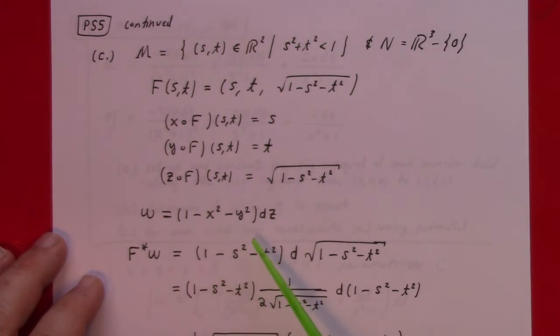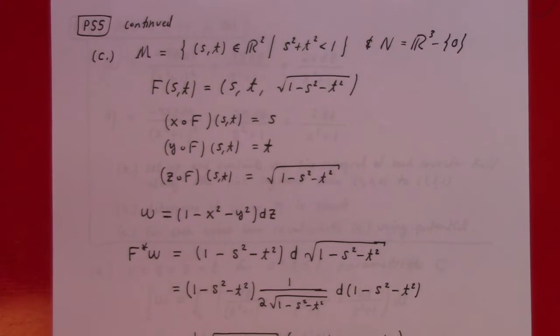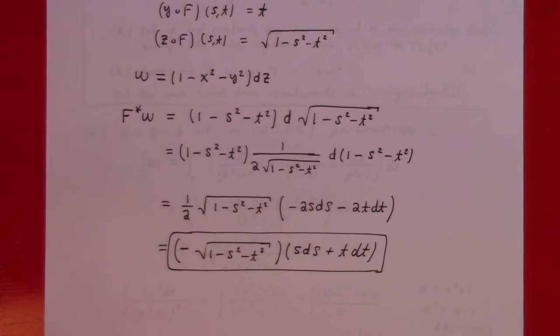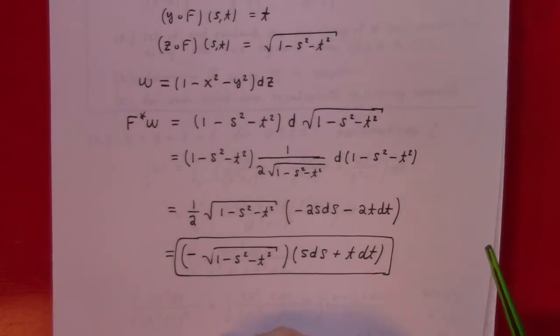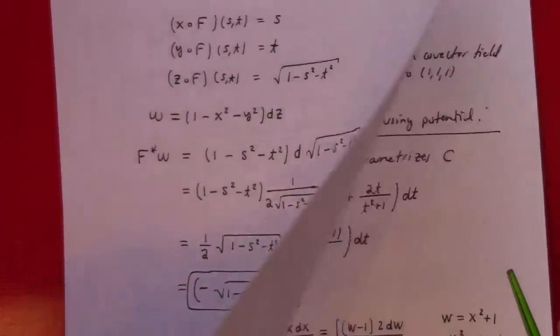I just plug in s for x, t for y, and z, that root, which, using the calculus of differentials we just went through, chain rule, 1 over twice the derivative, like so. And, well, that just gives me this, so yeah. Woohoo! Yeah, great.